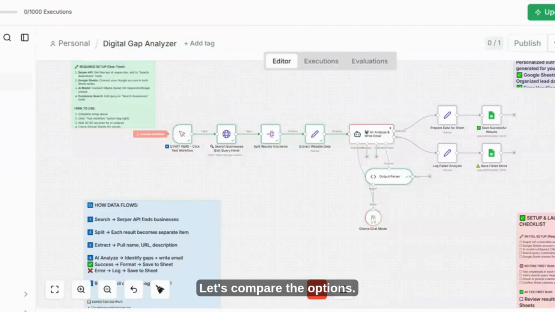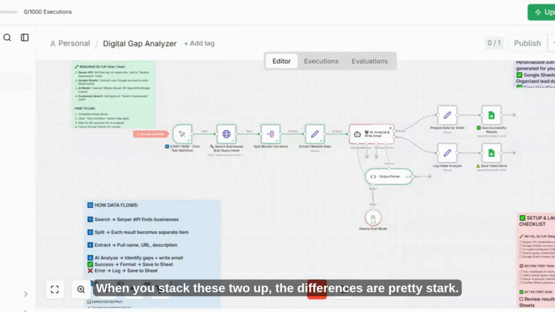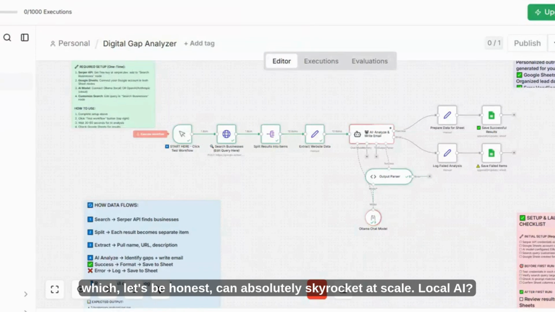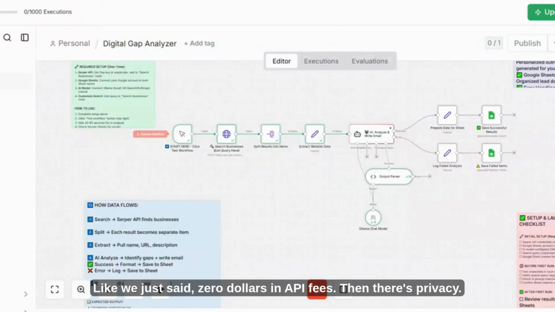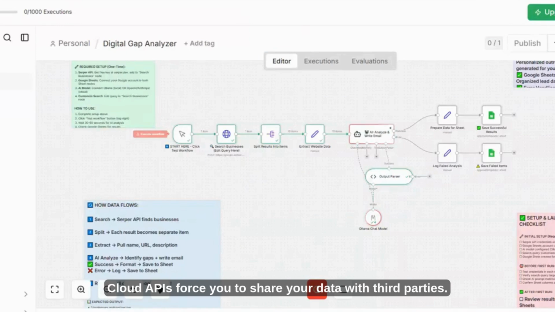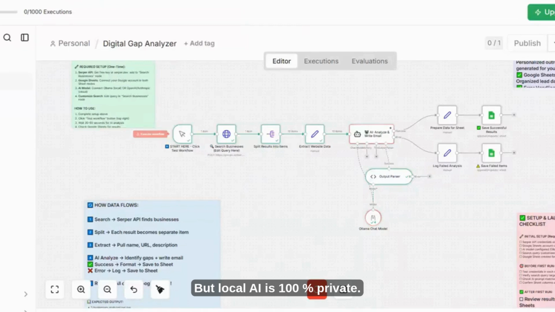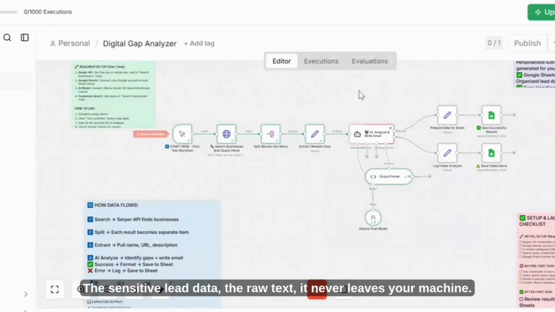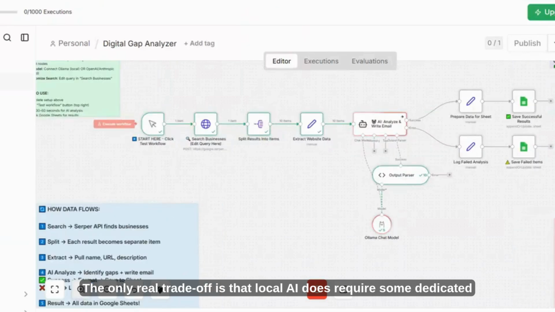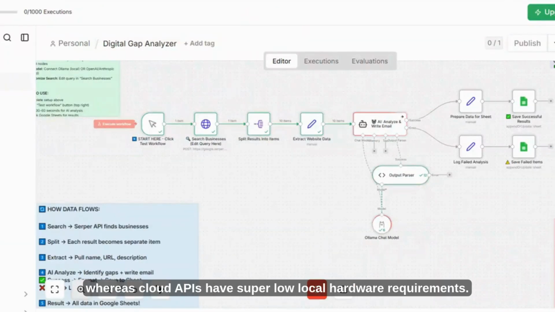Let's compare the options. When you stack these two up, the differences are pretty stark. With cloud APIs like GPT-4o, you've got pay-per-token fees, which, let's be honest, can absolutely skyrocket at scale. Local AI? Like we just said, $0 in API fees. Then there's privacy. Cloud APIs force you to share your data with third parties, but local AI is 100% private. The sensitive lead data, the raw text, it never leaves your machine. It never touches a third-party server. The only real trade-off is that local AI does require some dedicated RAM or VRAM on your hardware, whereas cloud APIs have super low local hardware requirements.